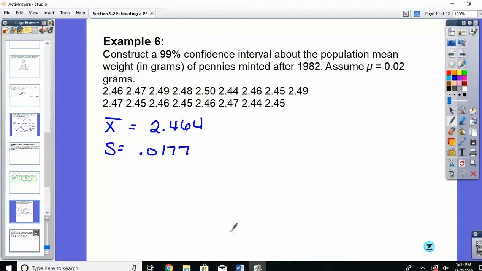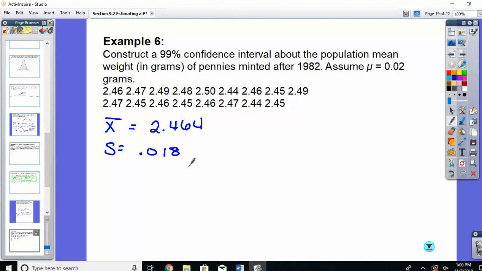So we got x bar to be 2.464 approximately. Standard deviation, I took my mean to 3 decimal places, so I'll go to 3 here. I'll be consistent. So 0.018 approximately. So do you have to only do 3 decimal places? You can do 4. There's really no rules on this.